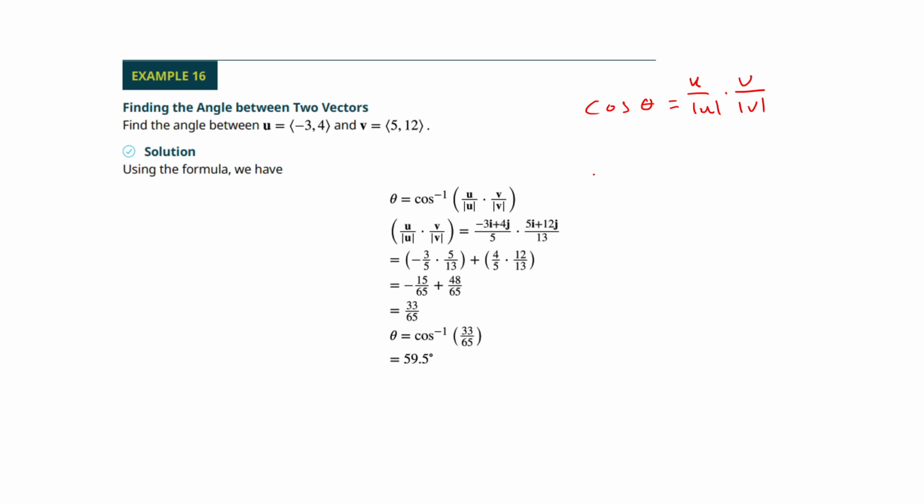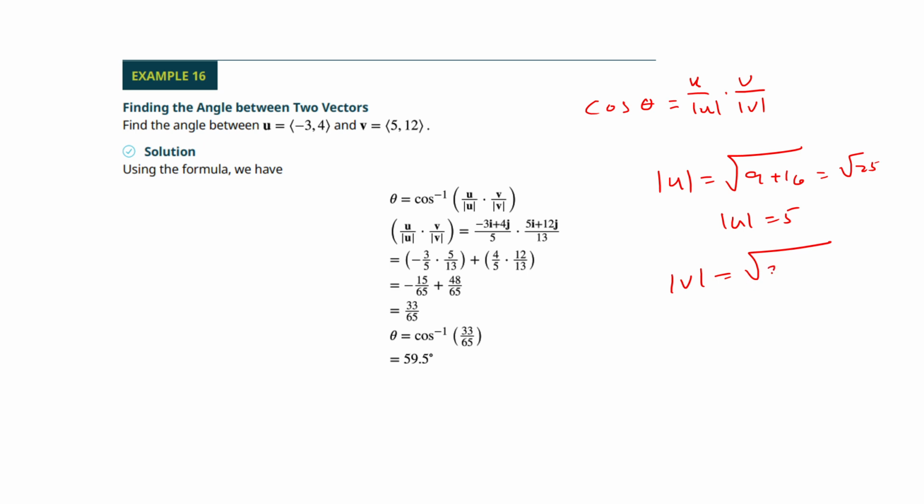So we find the magnitude by the Pythagorean theorem. So for u, it would be 9 plus 16, which is the square root of 25, and we want the positive value, so the magnitude of u is going to be 5. So we're just doing the Pythagorean theorem. It gets us the magnitude.